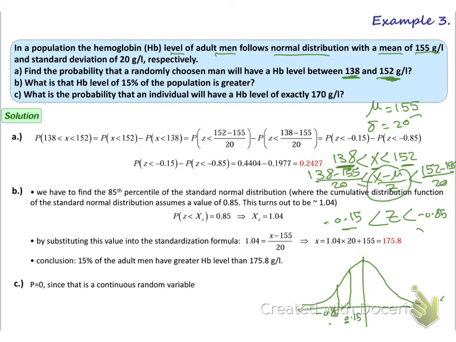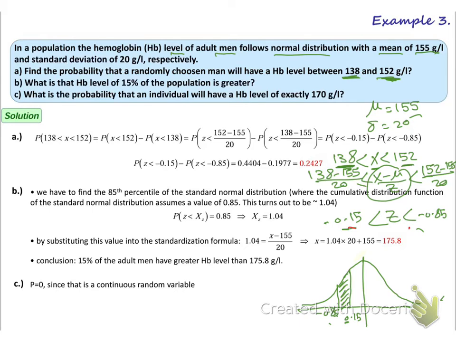Okay, so I have to get the probability of minus 0.15, all this area, minus the probability of this area, so it will give me this one. Okay, because everything is measured to the left. We keep repeating just to remember. Okay, so here I have the values from the standard table. I can get the values.